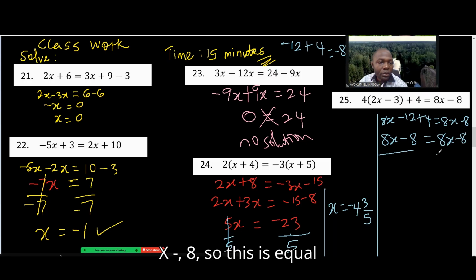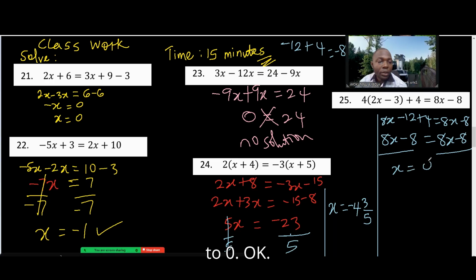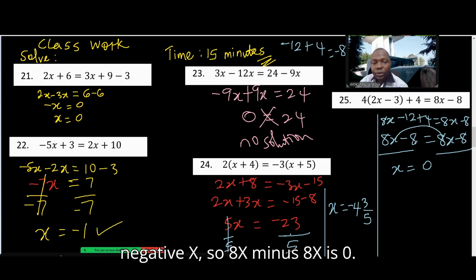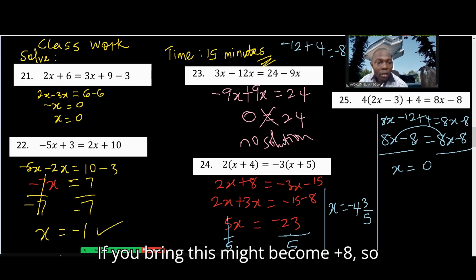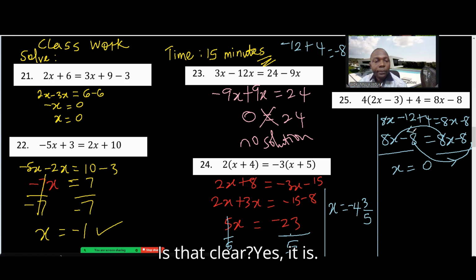So this is equal to this. Then x probably is equal to 0. Okay? Because if you bring 8x here, it becomes negative 8x. So 8x minus 8x is 0. If you bring this one, it becomes positive 8. So negative 8, positive 8, that also gives you 0. Is that clear? Yes, it is.